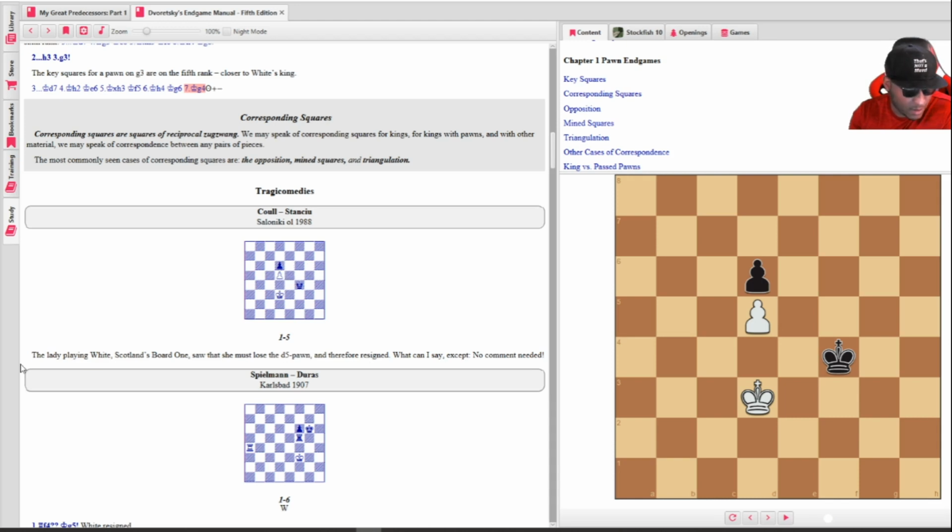Okay, so whose move is it here? The lady played white. Oh, it says it's white down here. So tragic comedies, that means they really messed this up somehow. So it may be like, I don't know, king f5, or what does she do? The lady playing white, Scotland's board 1, saw that she lost. She must lose the d5 pawn and therefore resigned.